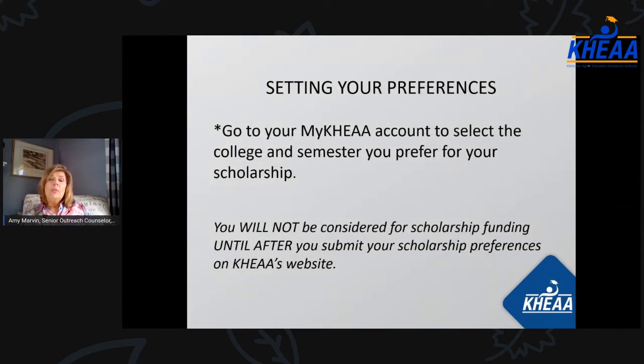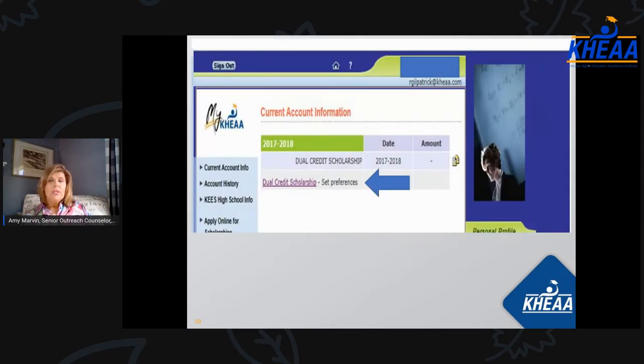Now, what you're going to do then is you're going to do what we call set your preferences. So again, you're going to go into your MyKHEAA account, and we're going to look at the actual form that you need to complete electronically to set your preferences. So this is what your screen will look like as you log in, and the dual credit scholarship will immediately come up. You do not have to click on any of the left-hand links.